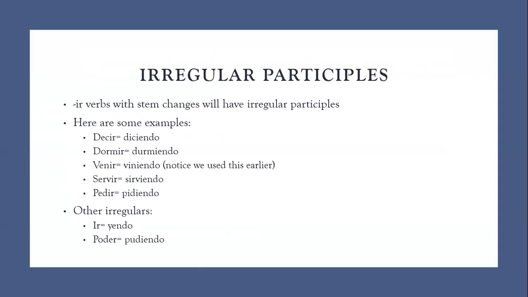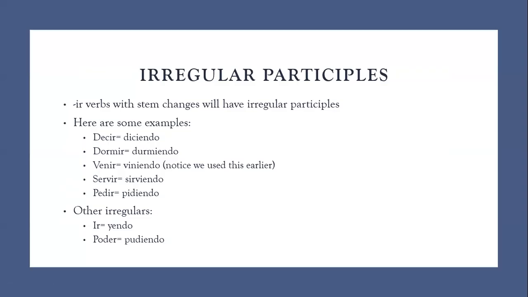Alrighty. So with anything in Spanish, there are some irregulars. So let's go over those. If you're dealing with an IR verb that has a stem change in the present tense, then it's going to have an irregular present participle as well. So for example, here are just a few I have listed. We have decir, dormir, venir, servir, pedir. Okay, and notice that we did use this one earlier, viniendo.